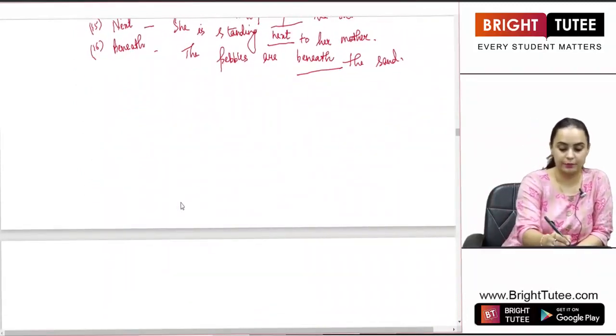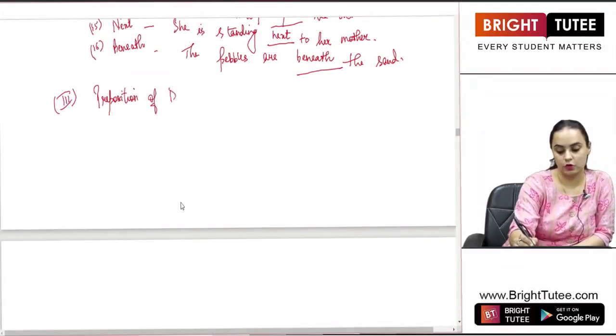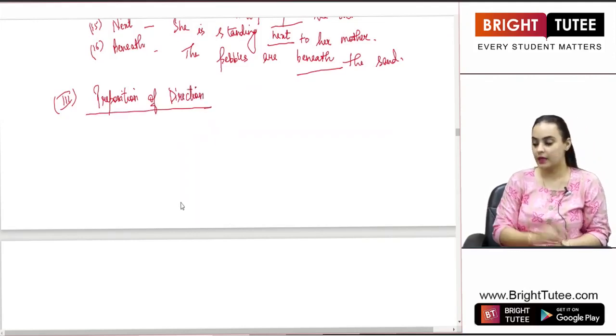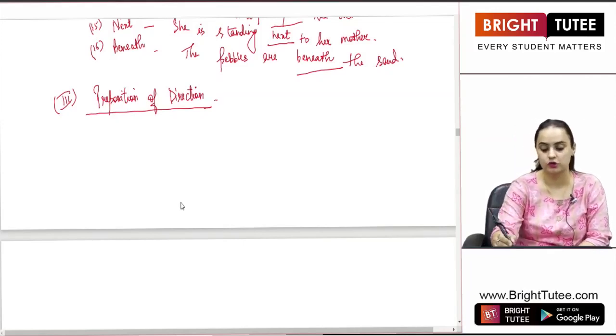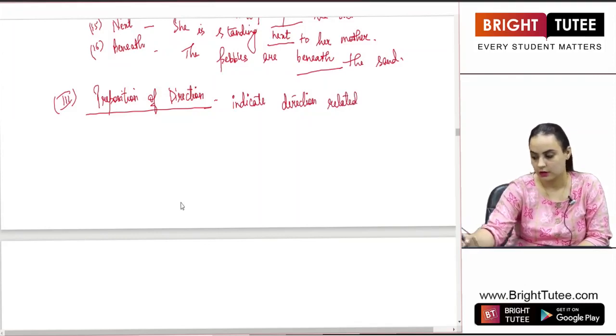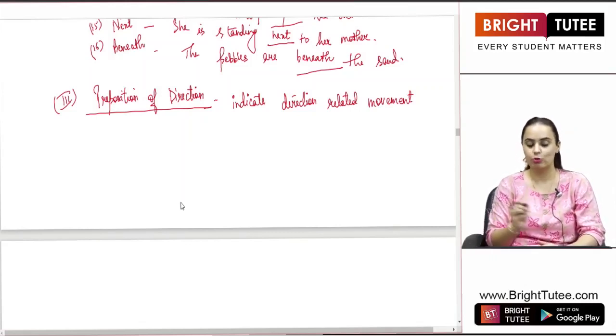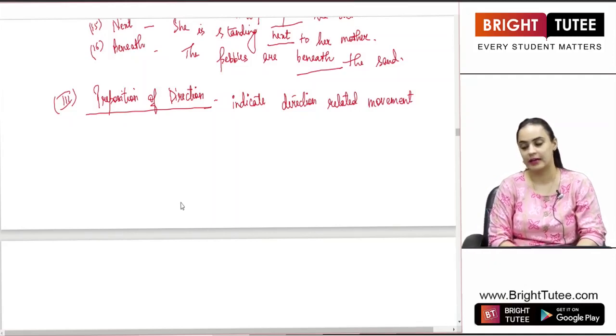The next type of preposition is preposition of direction. Okay, now what is a preposition of direction? That preposition which is used to indicate the direction related to movement. So, the direction related to the movement of something is known as the preposition of direction.